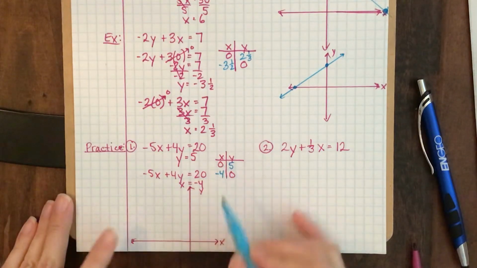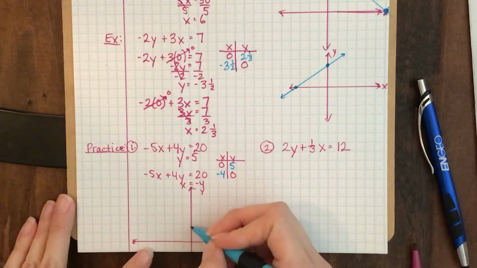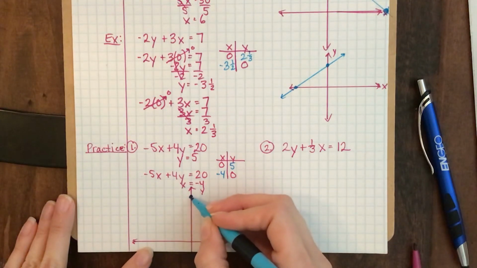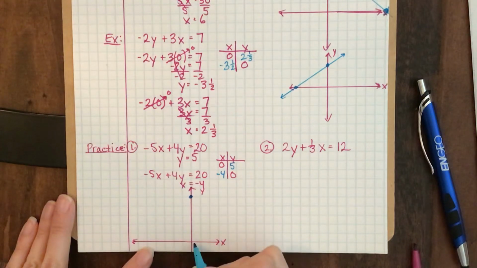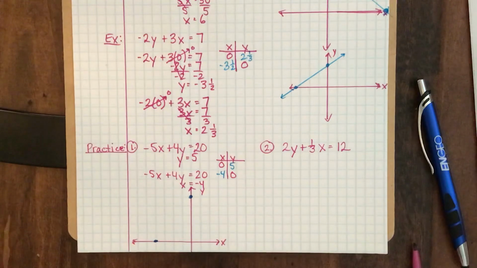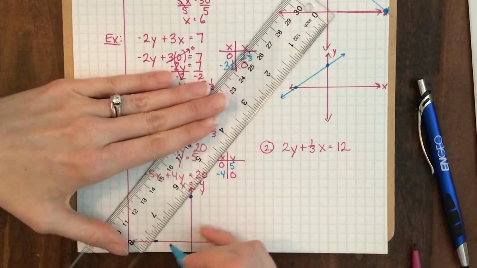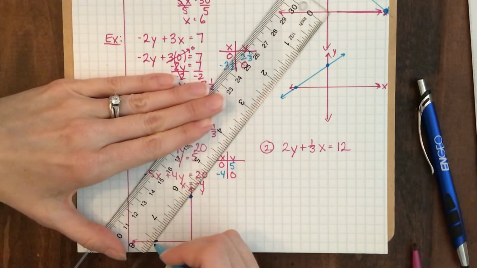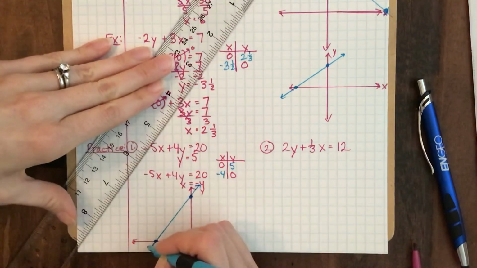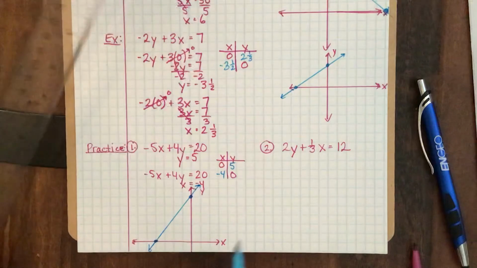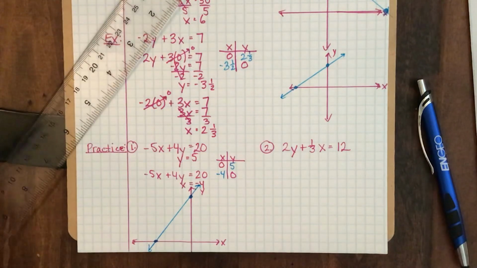So when x is 0, y is 5. So 1, 2, 3, 4, 5. So I'm at 5 on the y-axis. When y is 0, x is -4. So that means we're going to plot -4 on the x-axis. And then I'm going to connect them to make a line. All right, there we have it. We've graphed that line. Now we're going to come over to the next one.